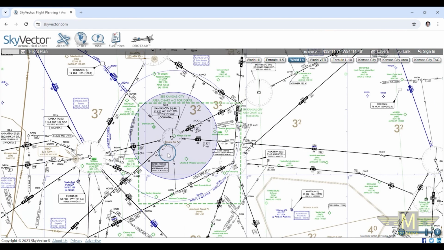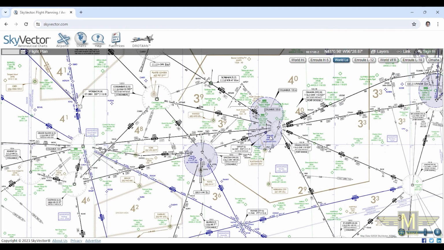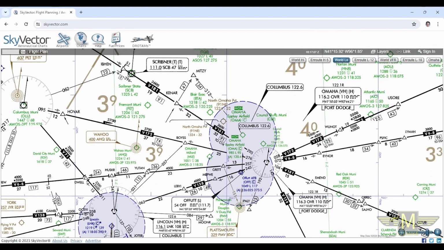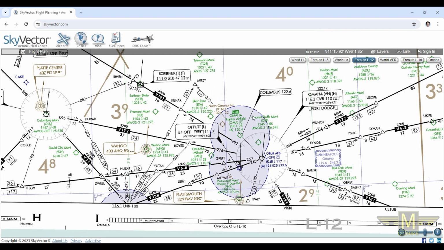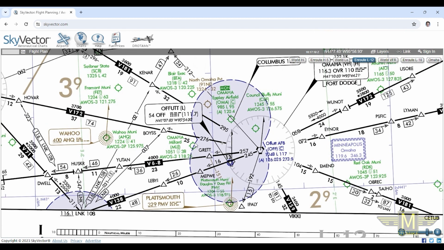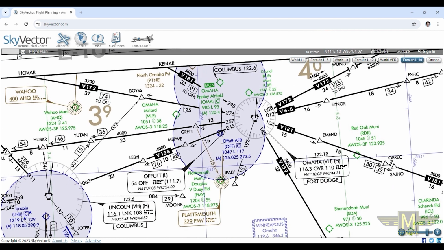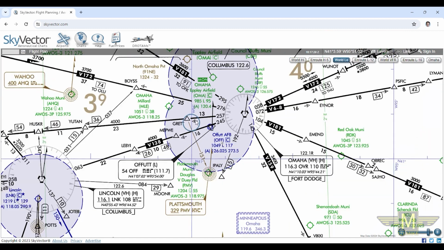What SkyVector has done is that they've had to stitch the charts together, and so occasionally you'll see little glitches in it, like right here. There's an info box that's missing. So if we want to see what's in that, we'll have to check the enroute L12, and we find out this is the Offutt TACAN box right here for their navigation system, which is meaningless really to us civil pilots. We go to enroute L10. That's still the same thing. So we're going to go back to world low.